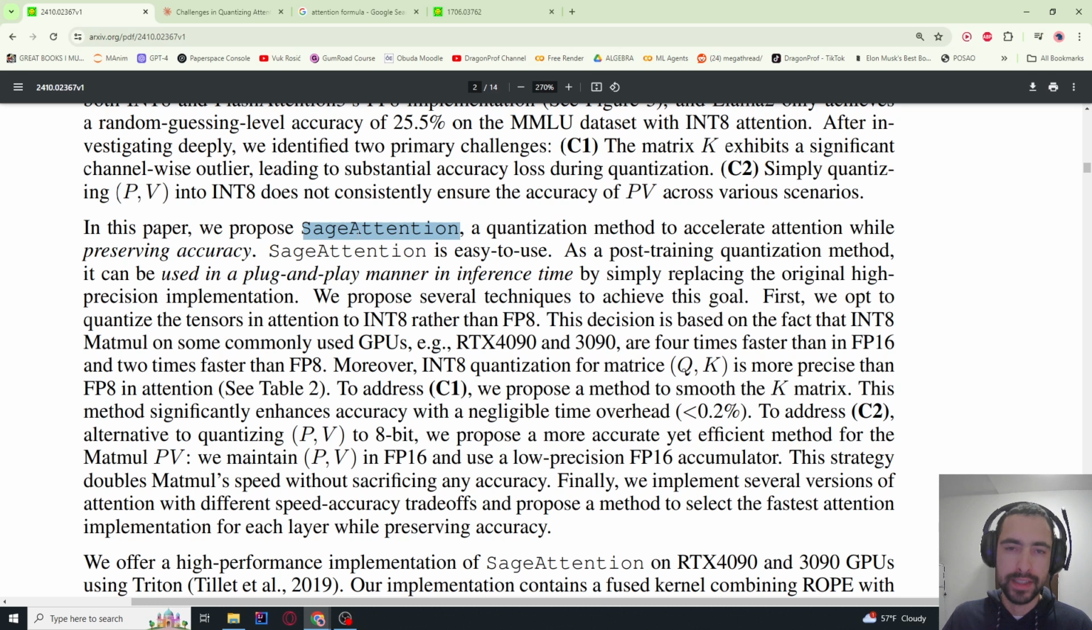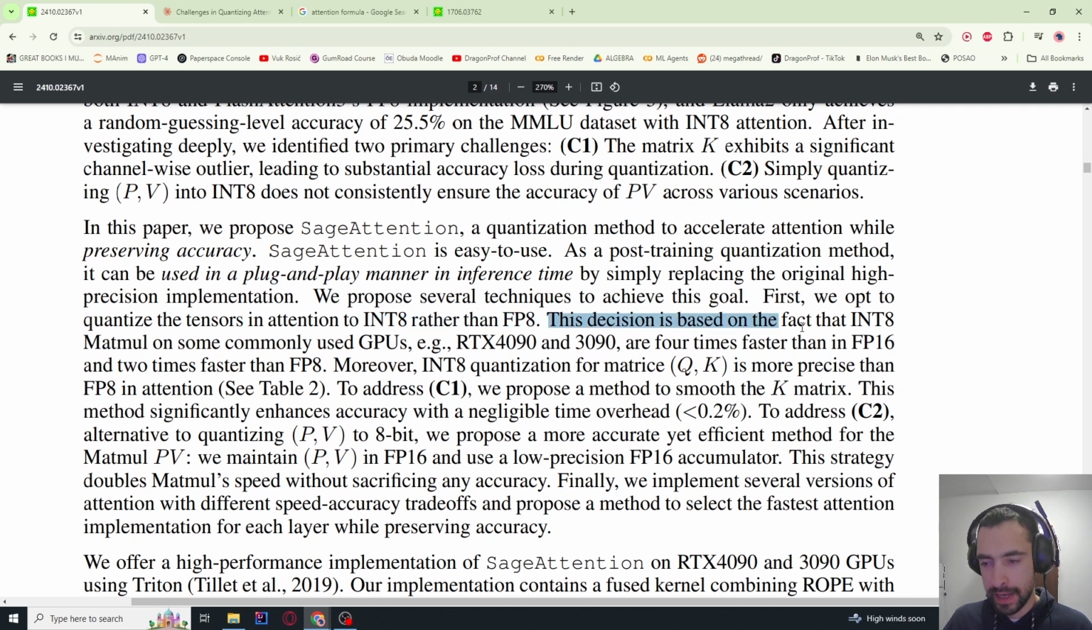Then they propose the SageAttention method to solve this problem. This is a post-training quantization method, which means that you can simply replace the original high-precision implementation at inference time after the training. So you don't need to train with this method. We propose several techniques to achieve this goal. First, we opt to quantize the tensors in attention to int8 rather than floating point 8.